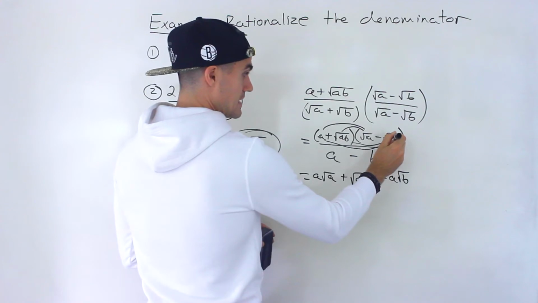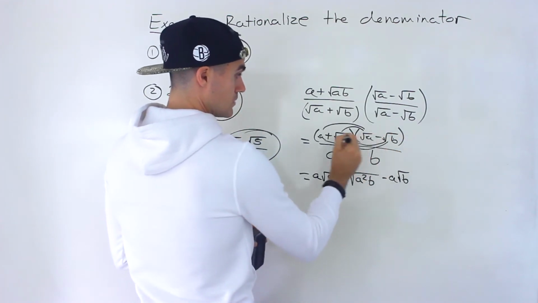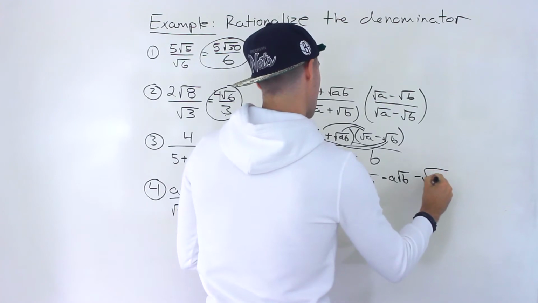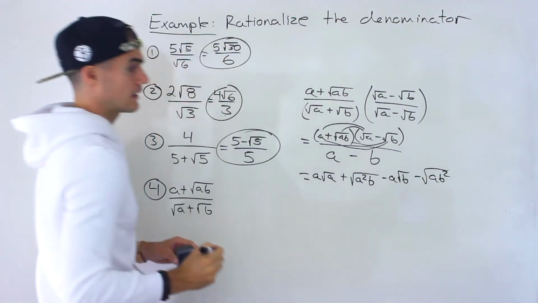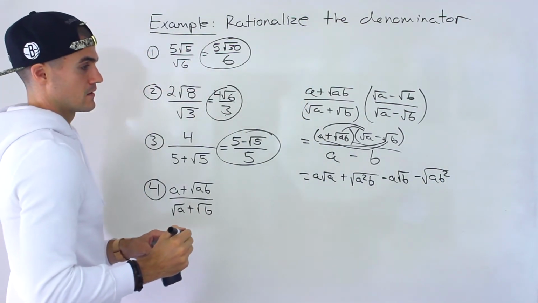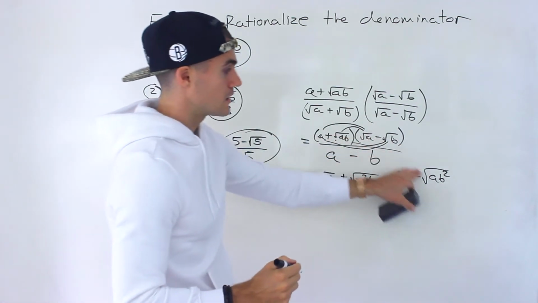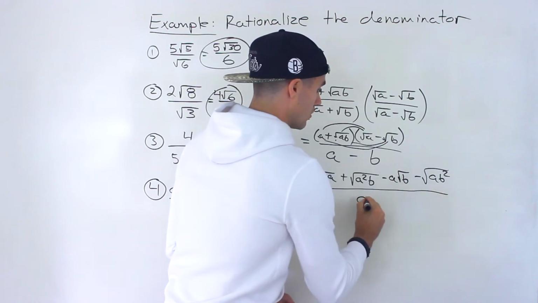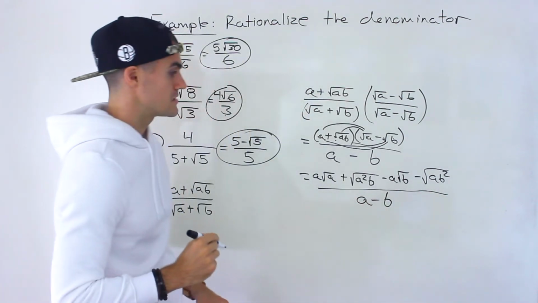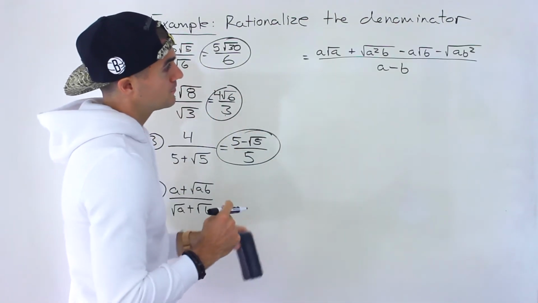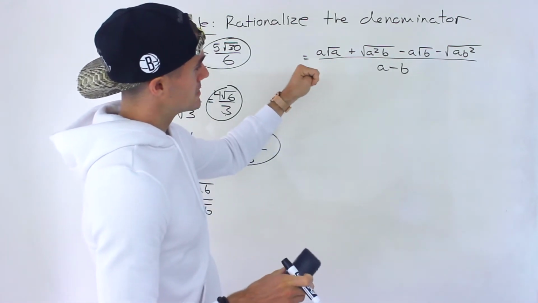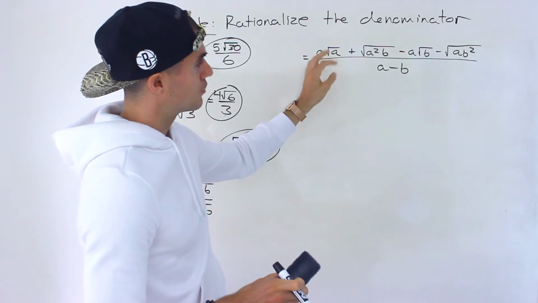And then this minus root b times root ab would give us minus root ab squared, like that. Right? ab times b is ab squared. And then this is going to be all over a minus b still. Now from here, you want to simplify, and simplifying the numerator at this point, notice that there's no common radicals.